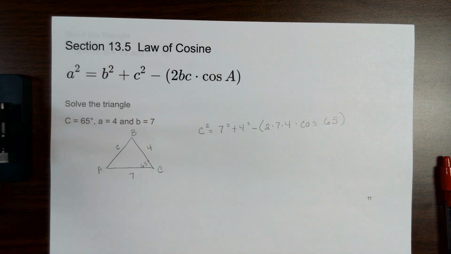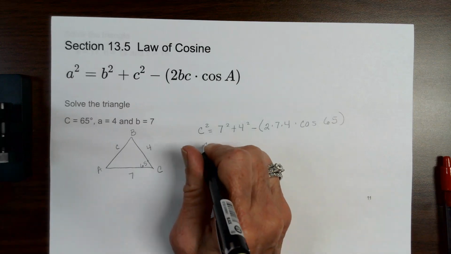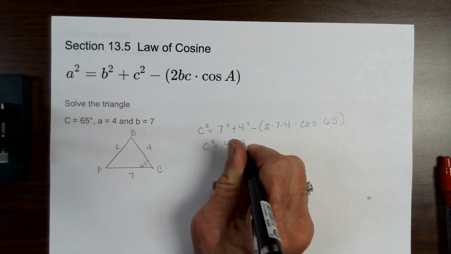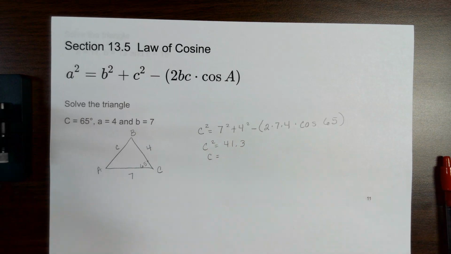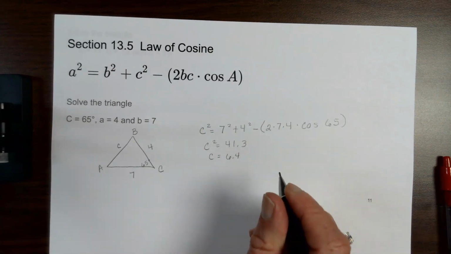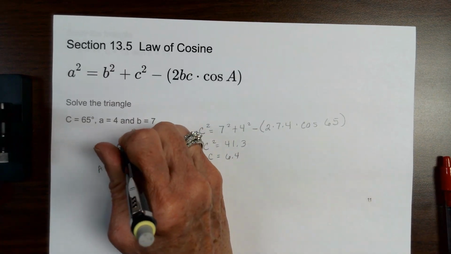So when I do this out on my calculator, I have 7 squared plus 4 squared minus parenthesis 2 times 7 times 4 times the cosine of 65, and it's going to give me C squared is equal to approximately 41.3. I'll have to take the square root, and it's going to give me 6.4. Okay, so now I've got 6.4 here.